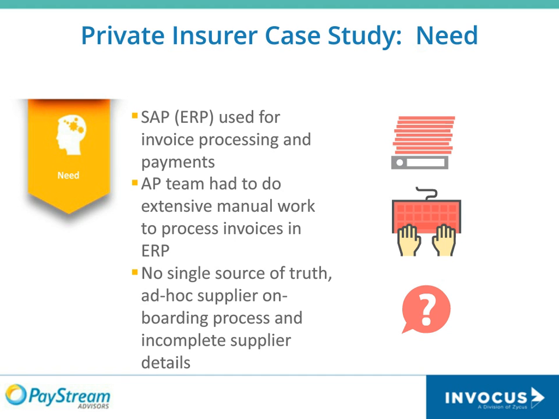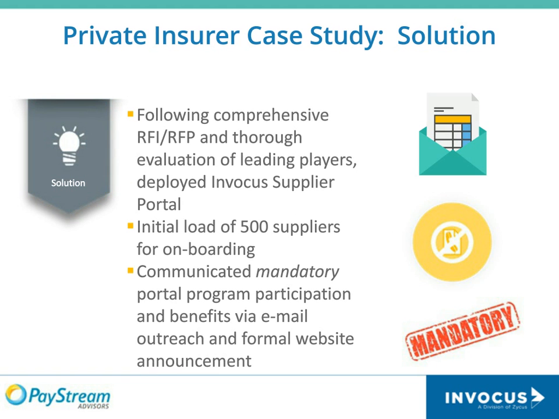results significantly. So in their case, they went to market to look for a solution in the typical and traditional manner that most organizations go through, a comprehensive RFI and RFP where they're going to look at leading players in the market. And in this case, after a thorough and rigorous evaluation, they did select the Invocus supplier portal solution and also implemented that supplier segmentation strategy that we've talked about, really focusing on the top 500 suppliers for an initial onboarding program.